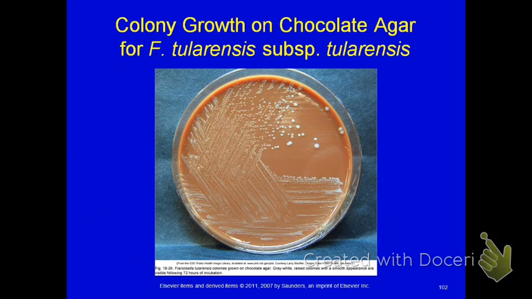This is the colonies of Francisella tularensis in chocolate agar plate. Take note of the presence of the gray-white raised colonies with smooth appearance. You have to incubate it for about 48 to 72 hours before you could possibly see the growth of Francisella tularensis in chocolate agar.